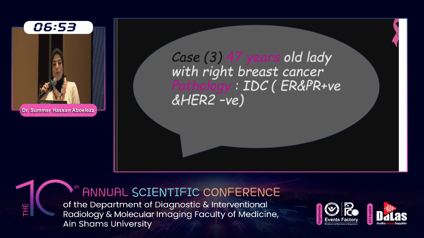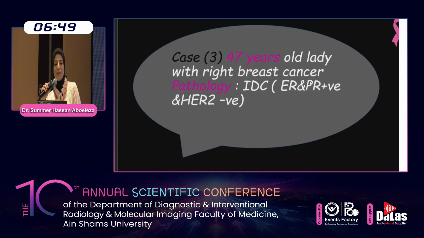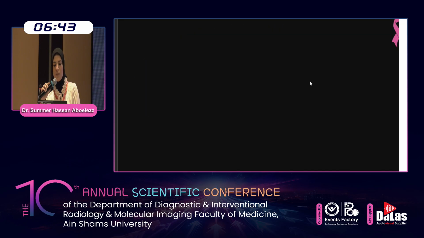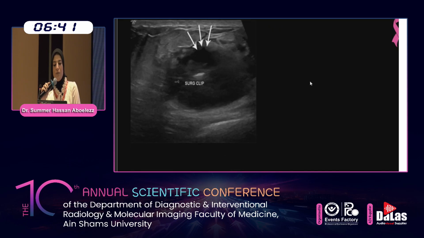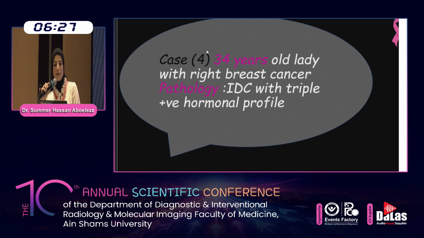Case number 3 was a 47-year-old lady with right breast cancer, infiltrating ductal carcinoma with ER and PR positive and HER2 negative. The first picture shows the surgical clip in the center of the lesion with mild hematoma at the periphery. Then in her follow-up after 6 cycles of chemotherapy, the clip is still seen by ultrasound with resolution of the hematoma.